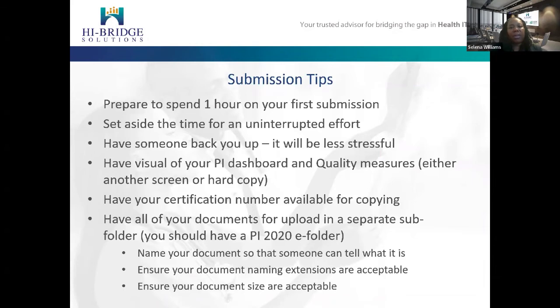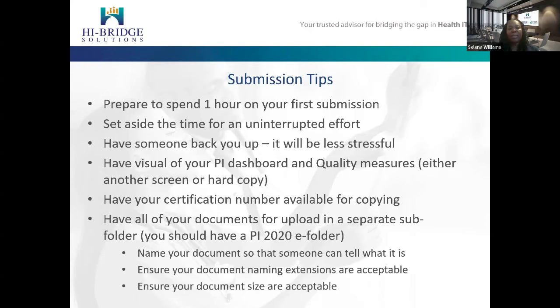Okay, so here again, here are some submission tips. And like we said, this is the final year. We want to make sure that you get these applications submitted correctly and successfully. So prepare to spend at least an hour on your first submission. Set aside the time for an uninterrupted effort. Of course, we're here to assist to make sure it goes smoothly. Have someone back you up. It will be less stressful. Again, that's what we're here for.